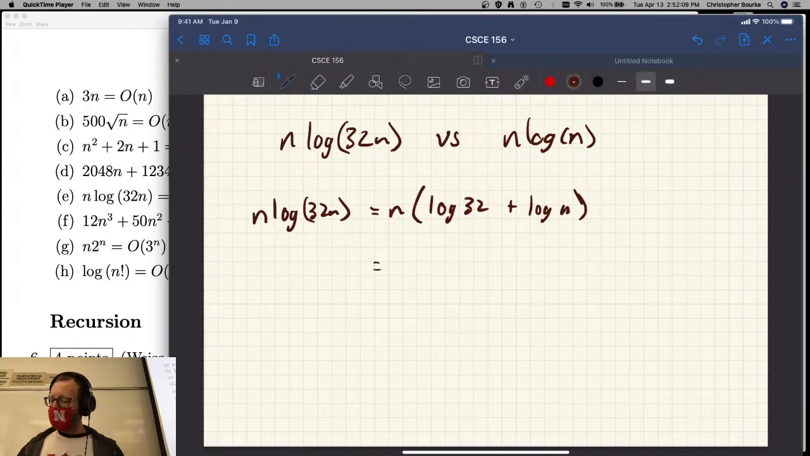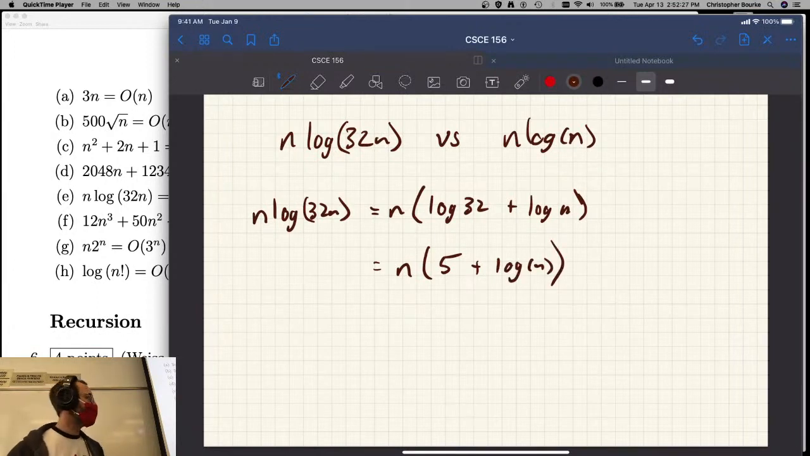So this is equal to n times 5. Oh, wait, 5? 4 would be 16. Yeah, I think I screwed it up. No, I got it right. No, I think I screwed it up in this morning's section. I think I said 6. It doesn't matter, it's bigger.